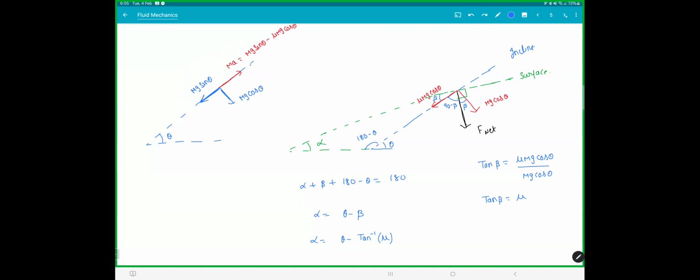Have a look at this. It's a pretty good one. And if you put mu 0, meaning it will slide on a smooth surface, we'll get alpha equal to theta. Makes sense? The surface is parallel to the incline. Any doubts on the steps?